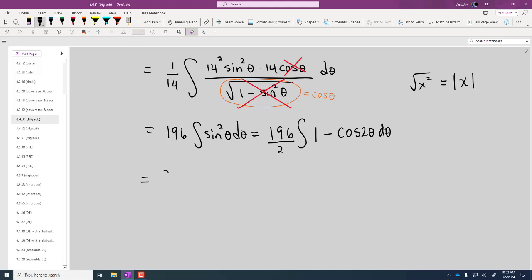So we're going to get 98 out in front, and then we integrate 1 with respect to theta, and we get theta. We integrate cosine and get sine of the same angle. The angle can't change when you're differentiating or integrating. And then we use the reverse chain rule. Now, we are going to have to convert back to the original variable.